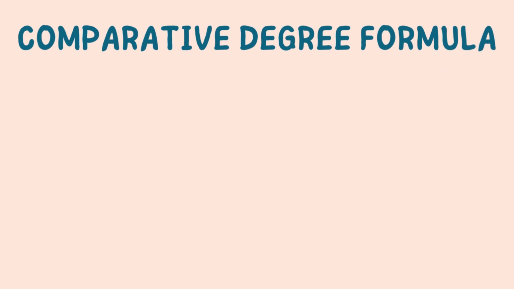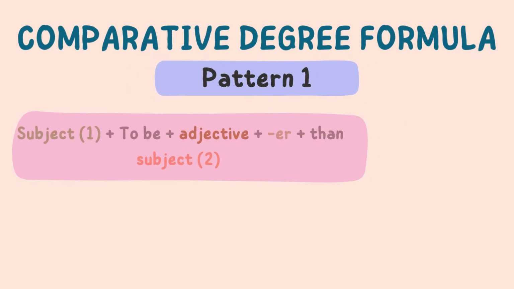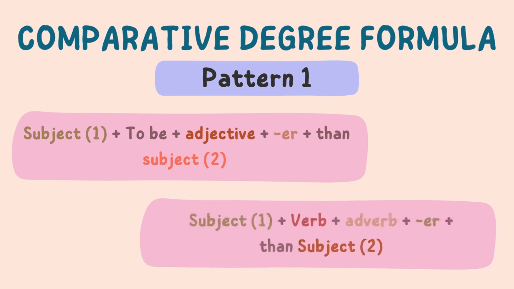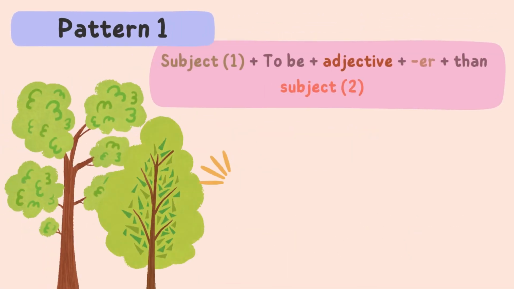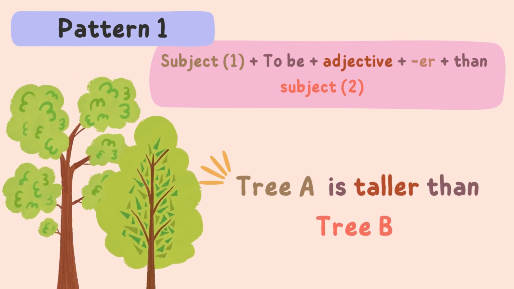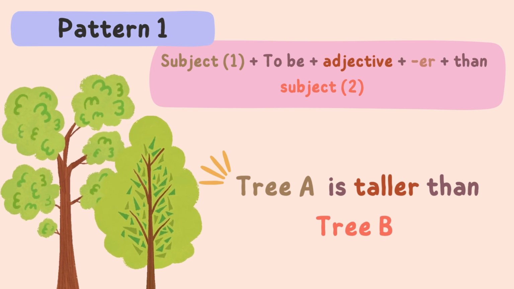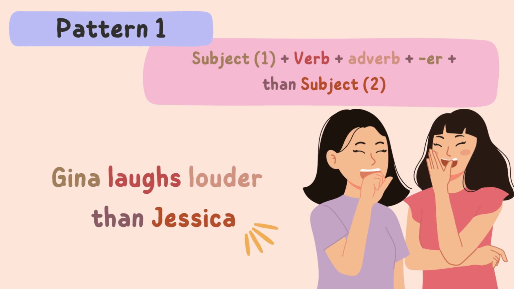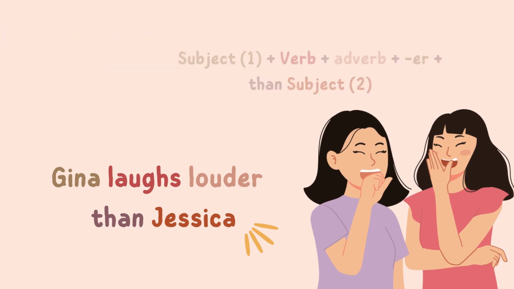Comparative degree formula. Comparative degree formula is divided into two patterns. Pattern 1. Subject 1 plus to be plus adjective plus er plus than subject 2. Or subject 1 plus verb plus adverb plus er plus than subject 2. Example of formula pattern 1. Tree A is taller than tree B. Tree A is the subject 1, taller is the adjective, and tree B is subject 2. Or, Gina laughs louder than Jessica. Gina is subject 1, laughs is verb, louder is adverb, and Jessica is subject 2.